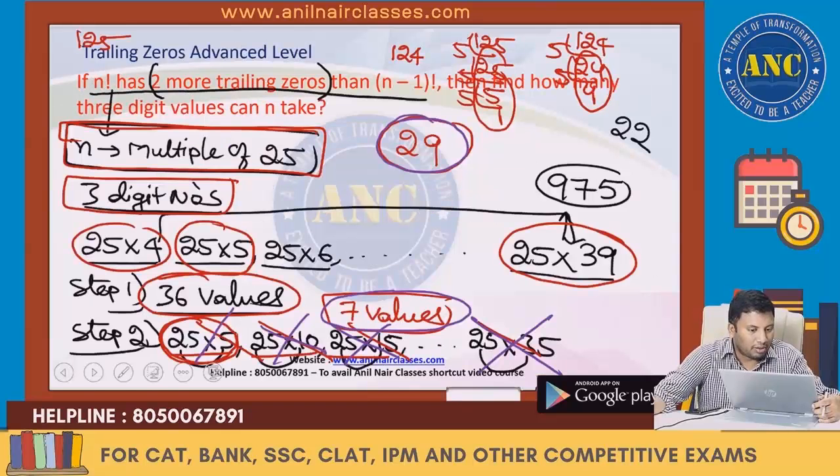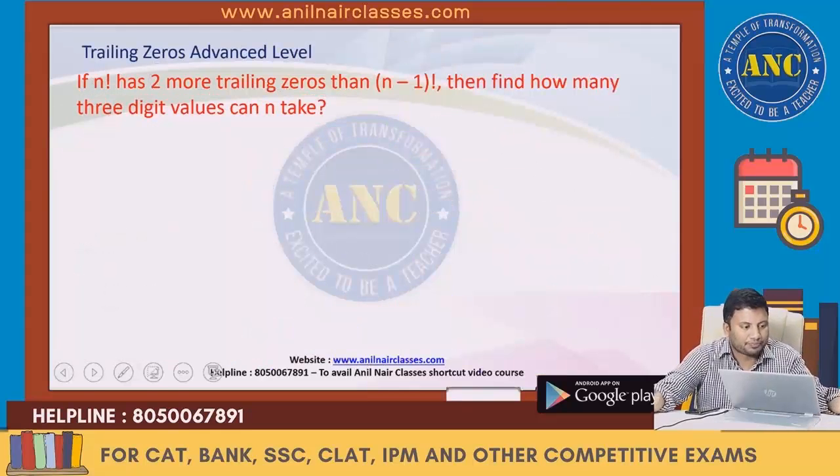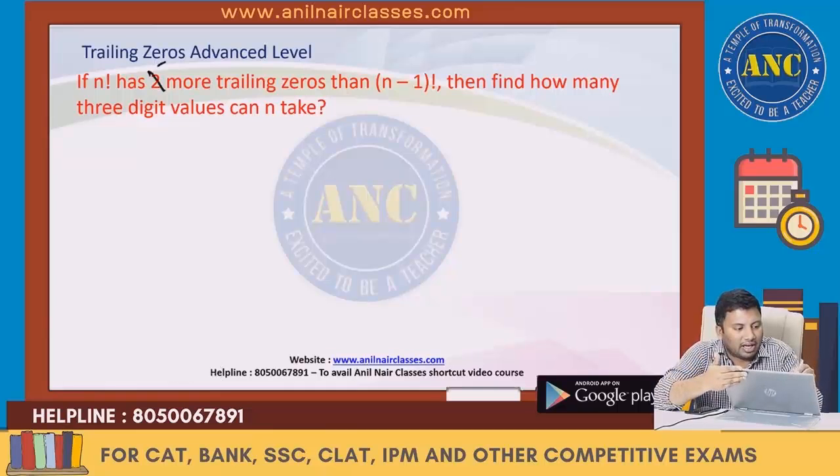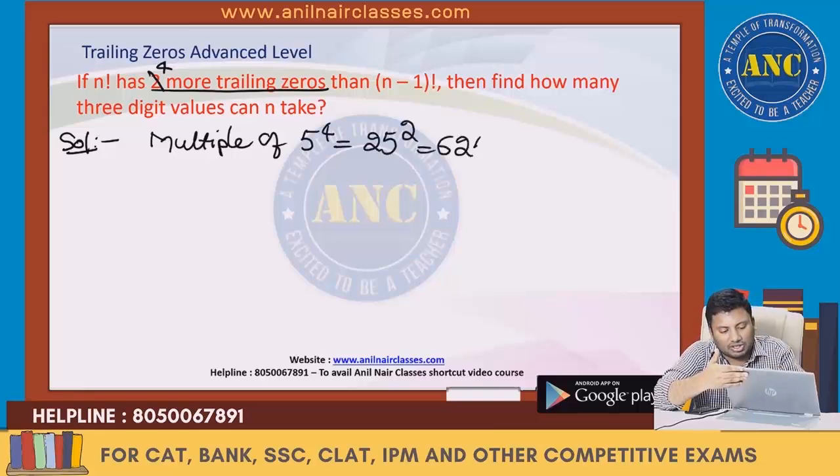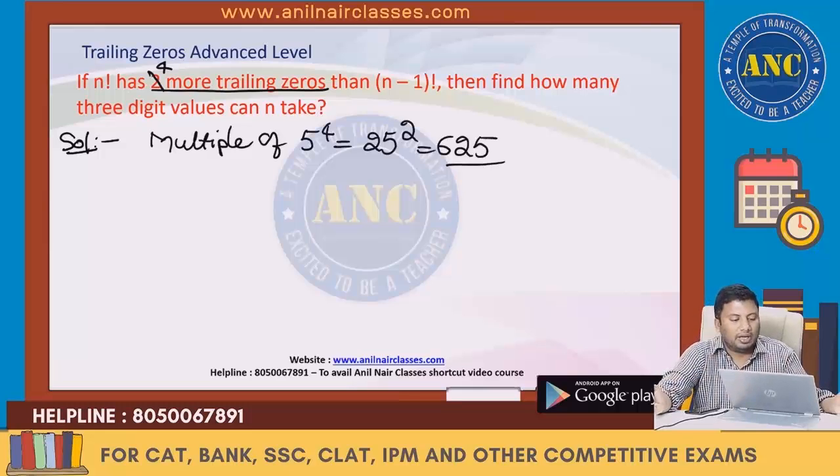I will do one more question. Please write down, sir. N factorial has 4 more trailing zeros than n minus 1 factorial. How many 3-digit values can n take? Solution: 4 more trailing zeros means n should be a multiple of 5 power 4. 5 power 4 is 25 square, which is nothing but 625. The answer should be a multiple of 625.